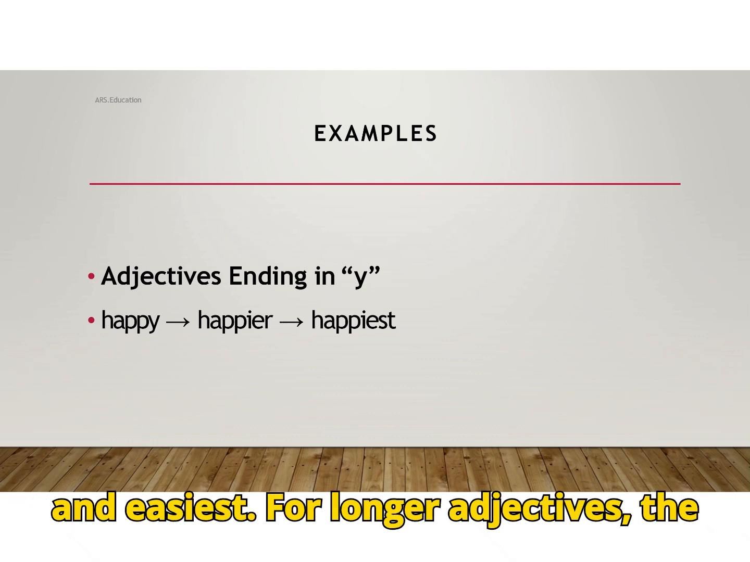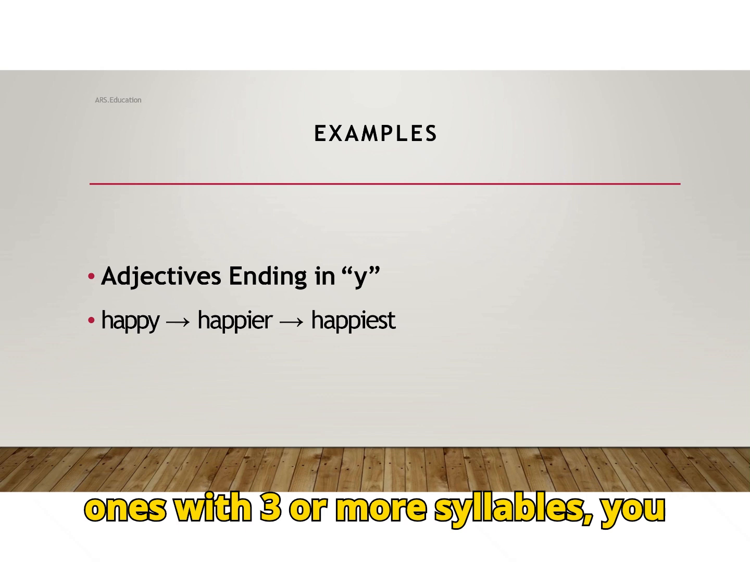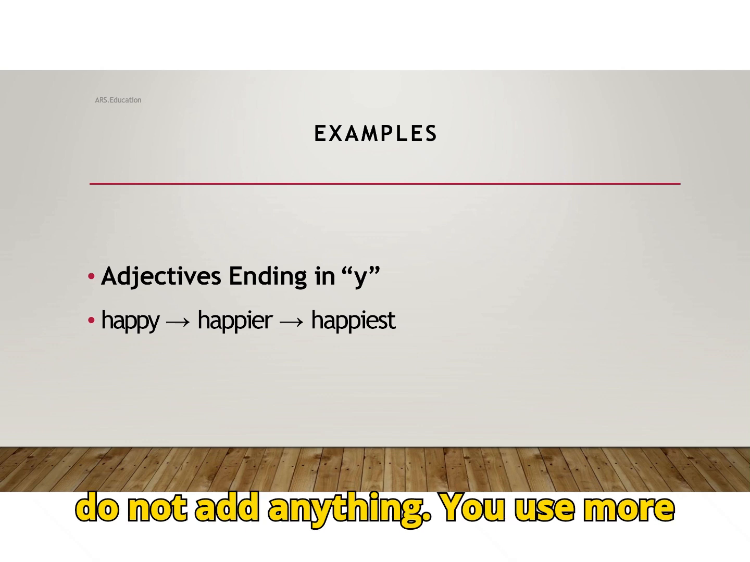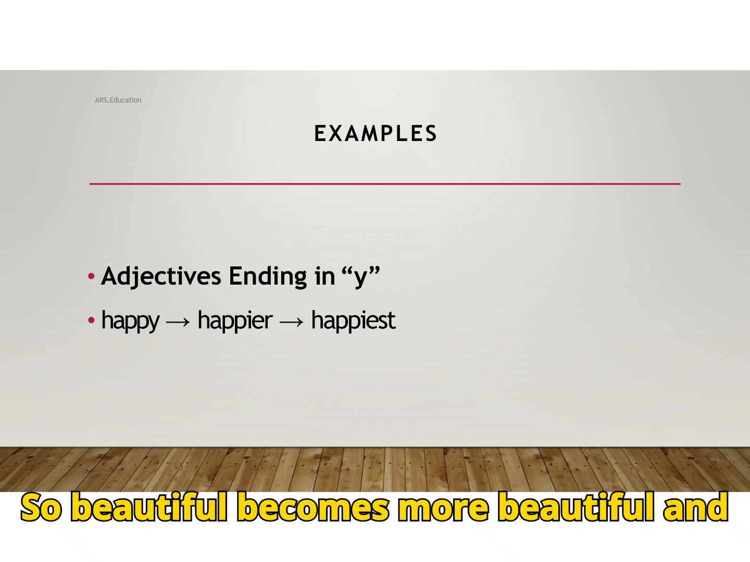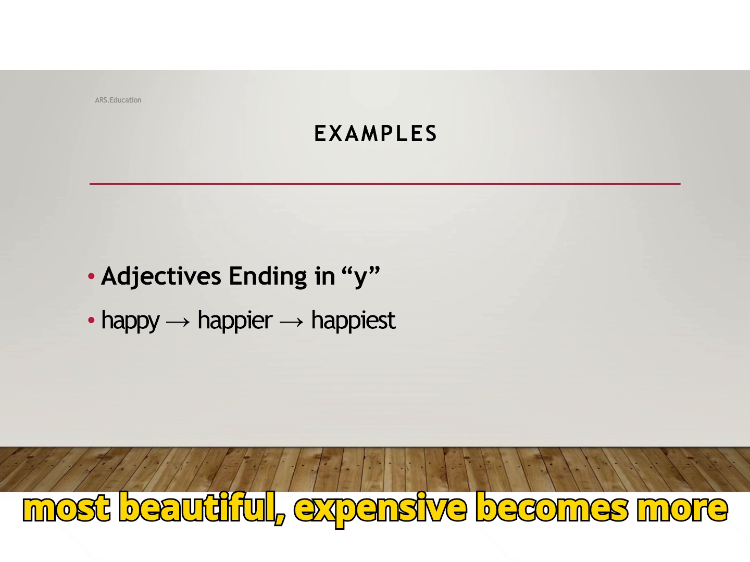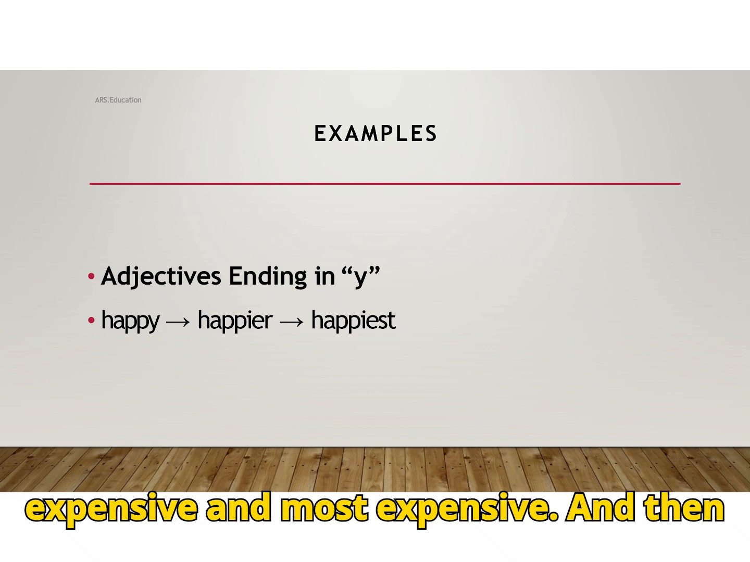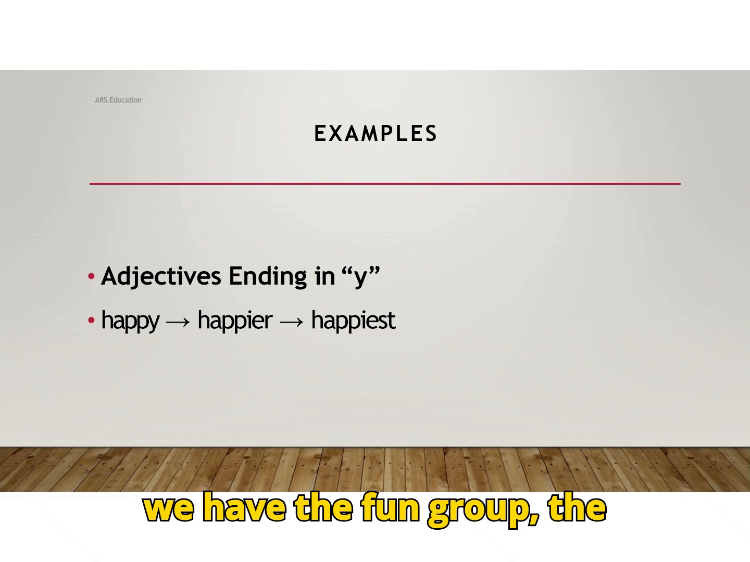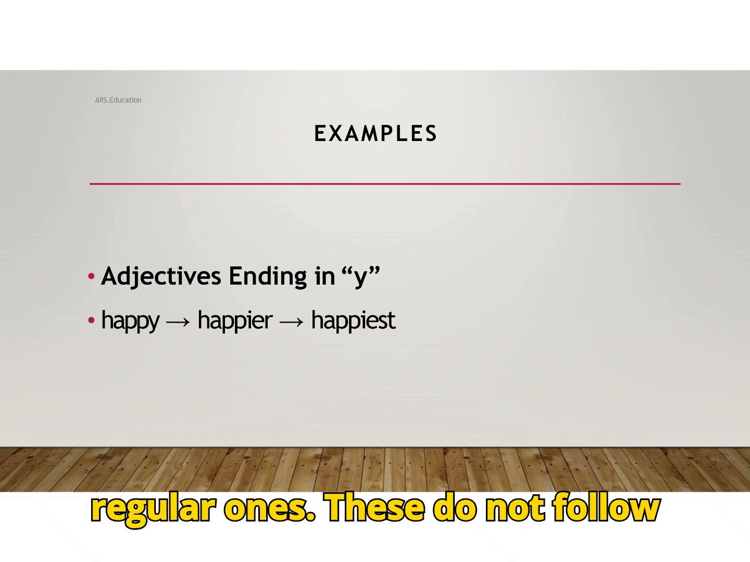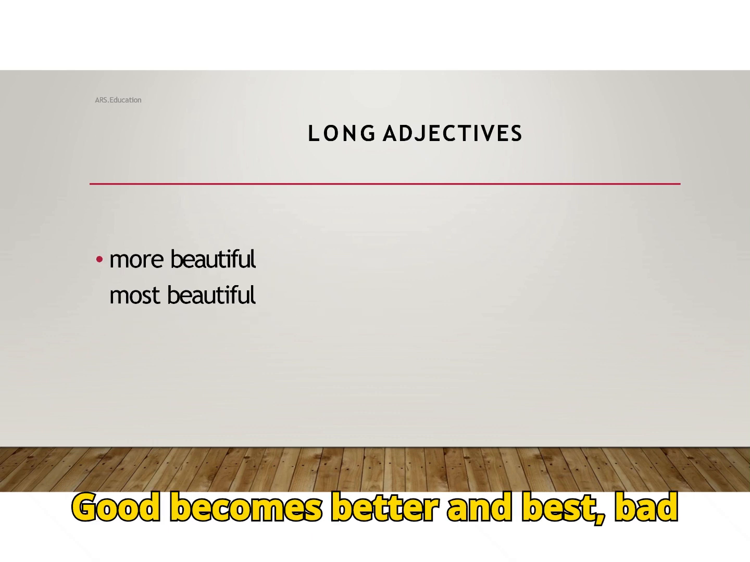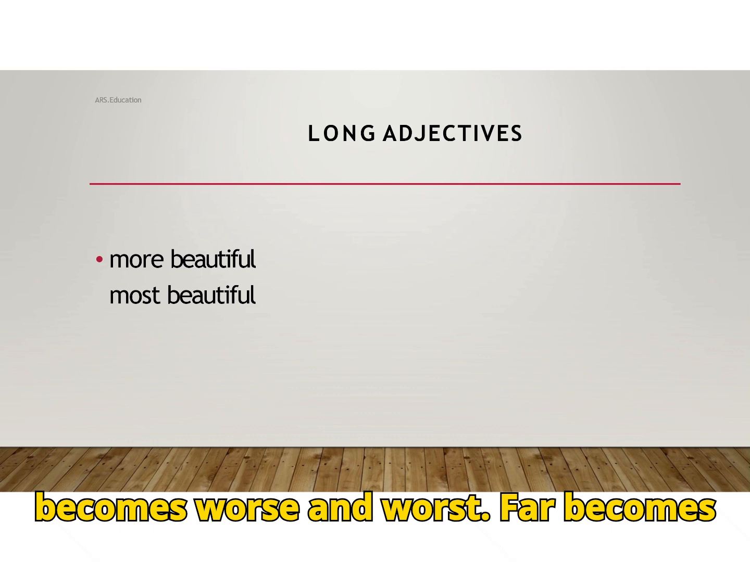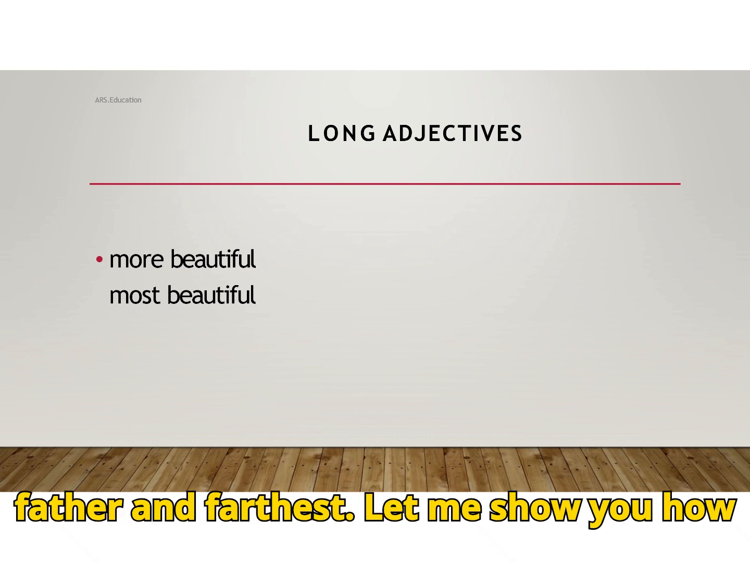For longer adjectives, the ones with 3 or more syllables, you do not add anything. You use more for comparative and most for superlative. So beautiful becomes more beautiful and most beautiful. Expensive becomes more expensive and most expensive. And then we have the fun group, the irregular ones. These do not follow any rule. You just memorize them. Good becomes better and best. Bad becomes worse and worst. Far becomes farther and farthest.